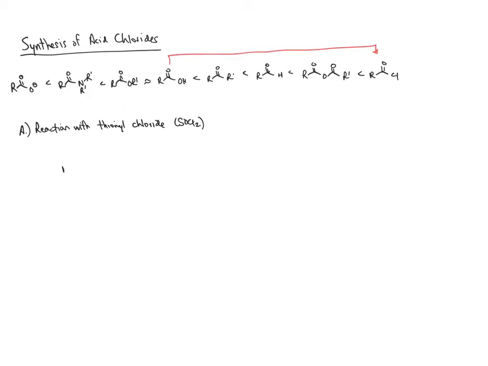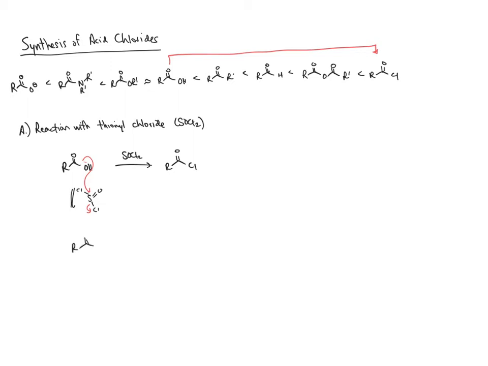Okay, and so we're going to take the carboxylic acid and we're going to react it with thionyl chloride, and we're going to generate the acid chloride. Right, so we can't make the acid chloride from any other reagent in the reactivity series except for the carboxylic acid. So the first thing that happens here is that the oxygen lone pairs are going to attack the sulfur and displace a chloride anion.